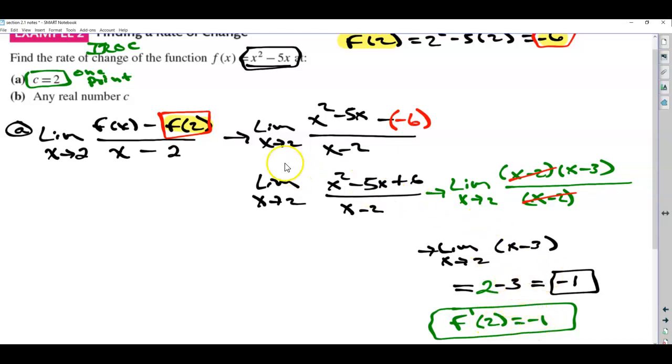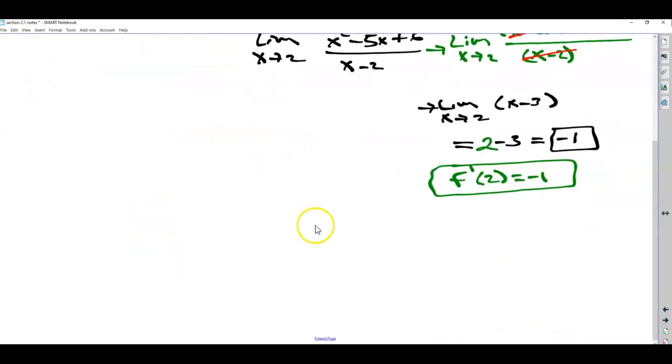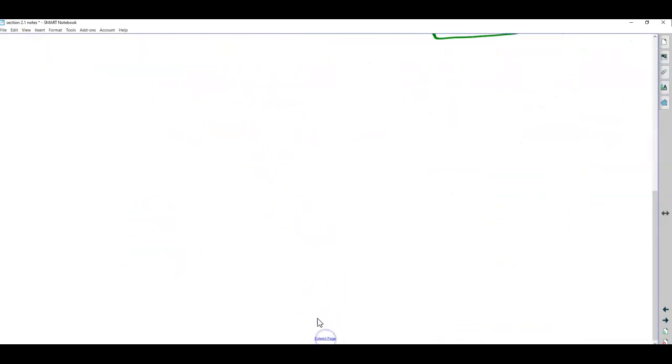All right. We're going to take the exact same problem, but now we're going to use it for any value. And you'll see the benefit to doing this. It's not always easy, though, so you got to be careful. The function is x squared minus 5x. So I'm going to scroll down here.